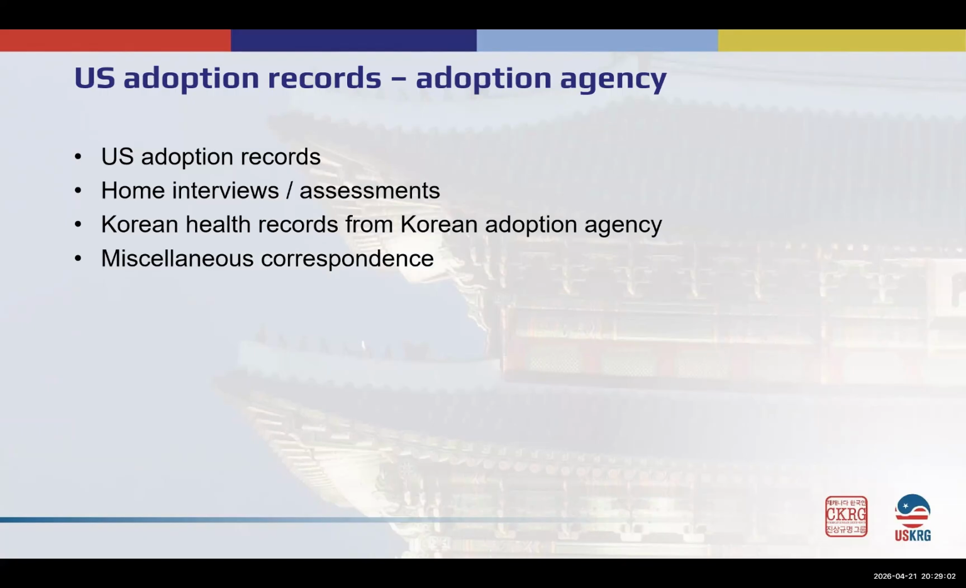So with the adoption agency, they'll have your adoption records, but they'll also have your home interviews and assessments. Basically, they did a number of things in terms of assessing to make sure that your adoptive families were, let's say, okay to adopt. So I got to see a lot of the interviews that they did with my parents and then the write-ups, and stuff like that.